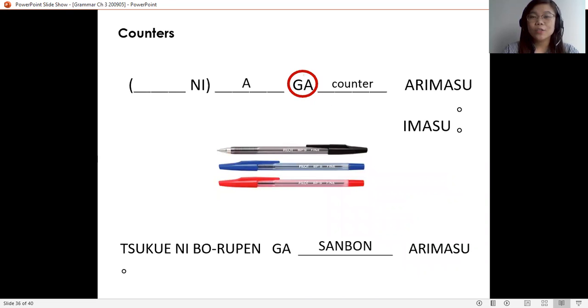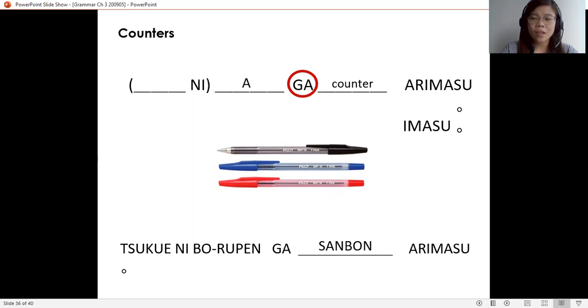Okay, next, we can also use our counters in our existential sentence pattern. This one, we're using our ni ga pattern. For the placement of the counter, we usually put it before the existential verb, so before arimasu or before imasu. For this example, we have tsukue ni borupen ga 3本 arimasu. You just put sambon before the existential verb arimasu.